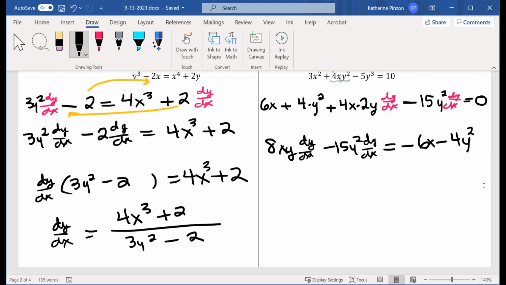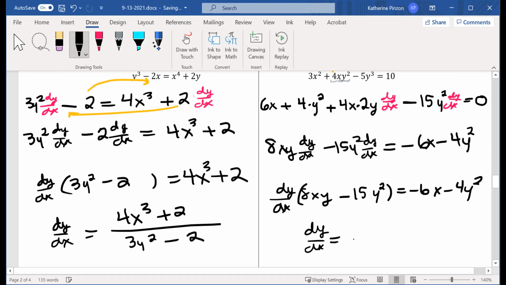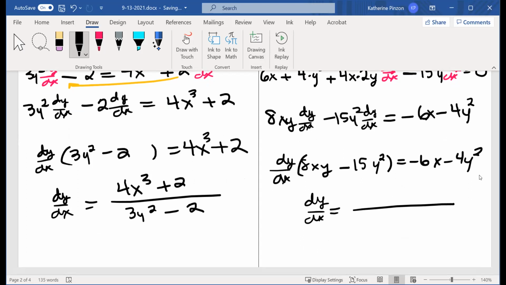Okay, now what? Yeah, dy dx, factor it out because I want dy dx in my answer, right? So when I take dy dx out of the first term, I have 8xy minus 15y squared. I'm solving for dy dx, so divide by all that stuff. Whatever's in there, it doesn't matter how much stuff is in there, just put it all in the denominator.